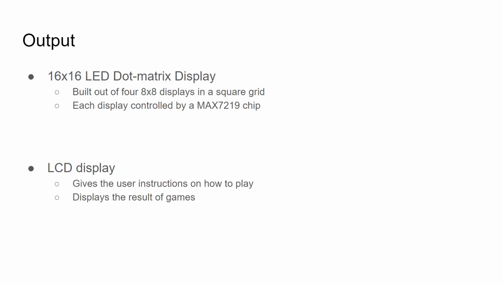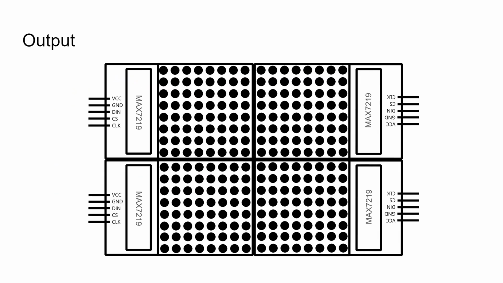Let's go over all of the input and output devices that we used in our project and compare them with what we plan to use in our proposal. At the time of writing our proposal, we weren't sure what size of LED display we were going to use. In the end, we decided to use 4 of our 8x8 LED displays, creating a larger 16x16 LED grid.